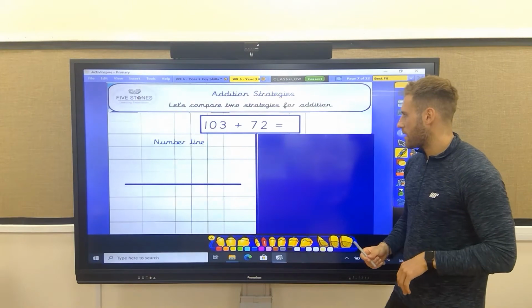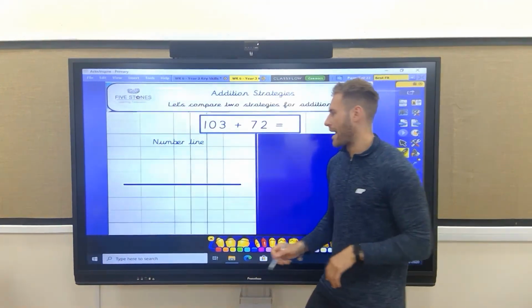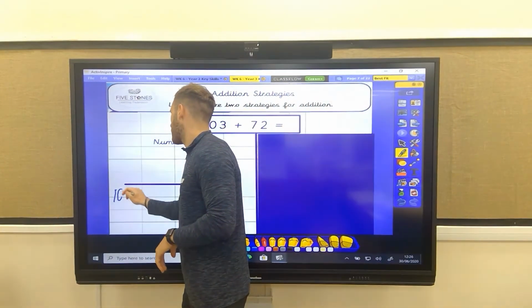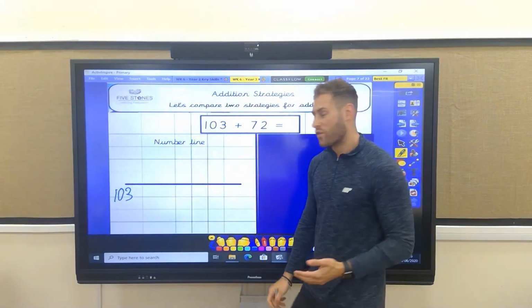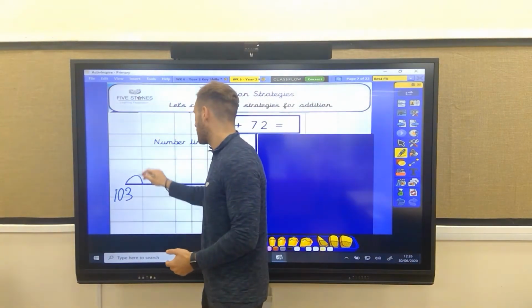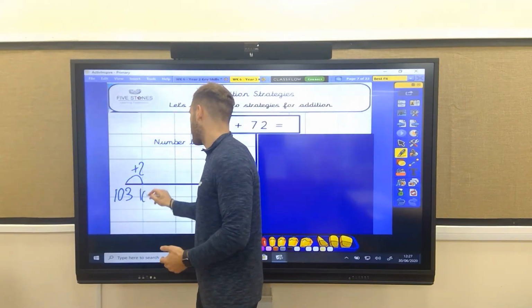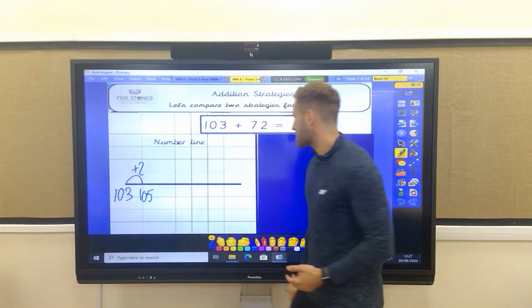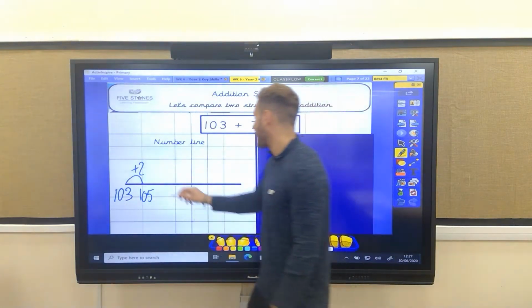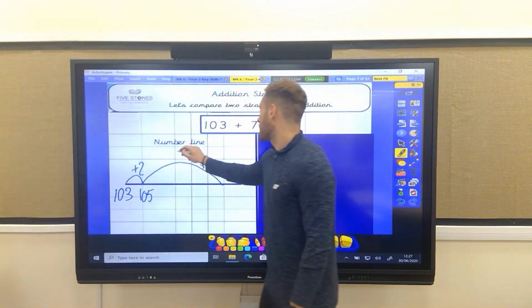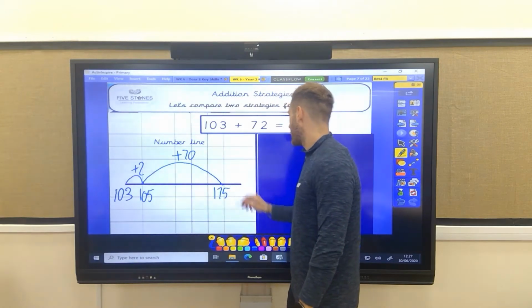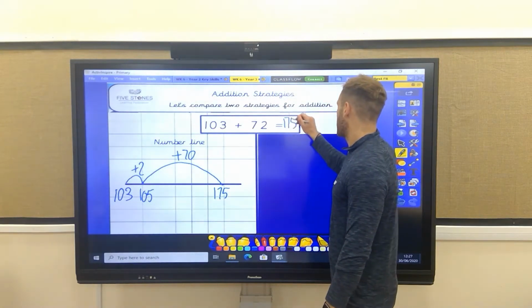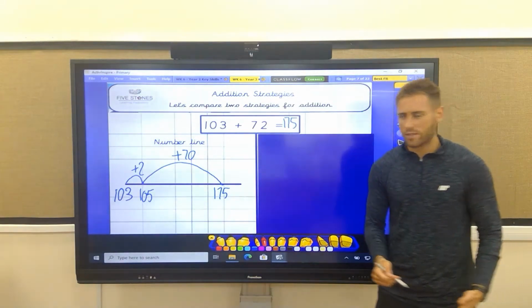So we'll work together. We're going to use 103 and we're going to add 72. We'll start with 103. You might add the 2 first. You add the 2 and we're going to get to 105. Nice, we've got the 105. Now we can add the 70. So add the 70. We have now got 175. Nice and simple, wasn't it?